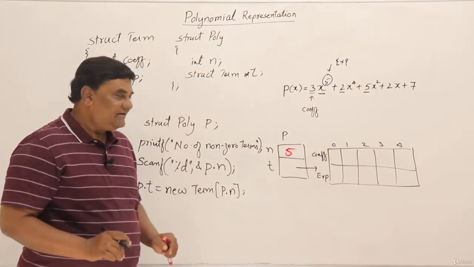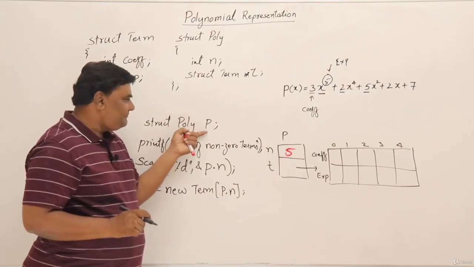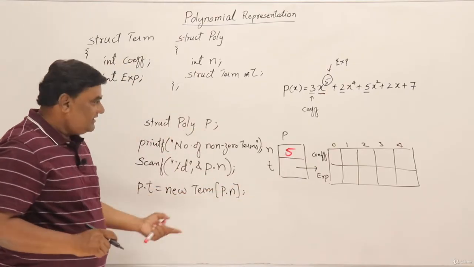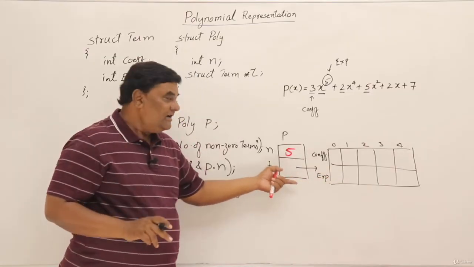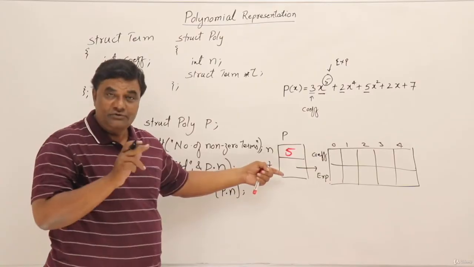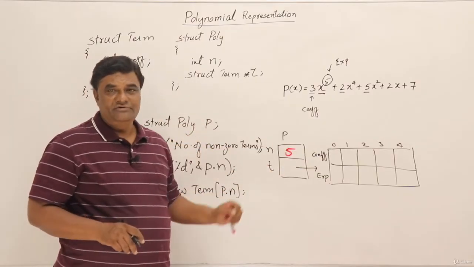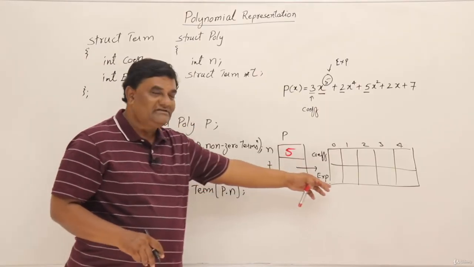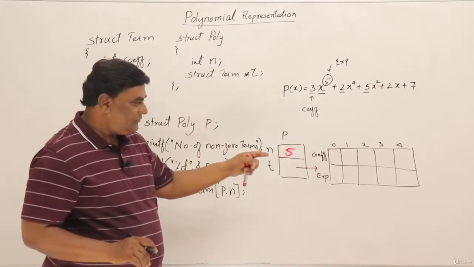So the polynomial is created. See, one thing I want to show you here. When I said struct poly p, this will be created inside the stack, and when you said new, then this will be created in heap. If we want this also in heap, then I should take this as a pointer and then say new. So this is directly inside the stack, and this array of terms is in heap. Now memory is ready for storing that polynomial.